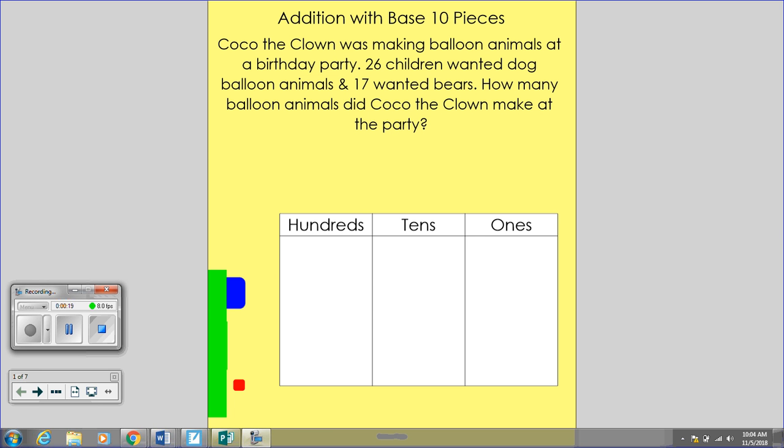26 children wanted dog balloon animals. 17 wanted bears. How many balloon animals did Coco the clown make at the party? So we got some dog balloons, we got some bear balloons, and we want to know how many balloons did Coco make in all. What kind of math does that sound like? Does it sound like addition, subtraction, multiplication, division, or something crazy that we've never ever done before?